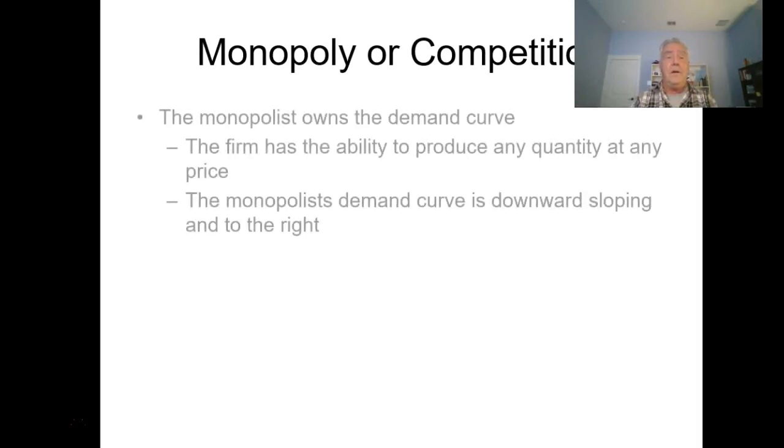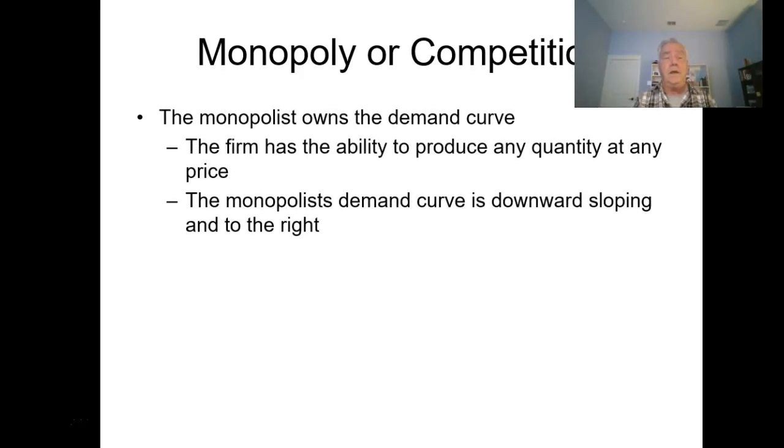So, monopoly or competition. Again, as I said, the monopolist owns the demand curve. The firm has the ability to produce any quantity at any price. If you want it, you're going to have to pay his price. So the monopolist demand curve is downward sloping to the right, but it's a very, very steep curve. And that means it's very, very inelastic. Okay? We'll look at a couple of curves and you'll get the idea what I mean.